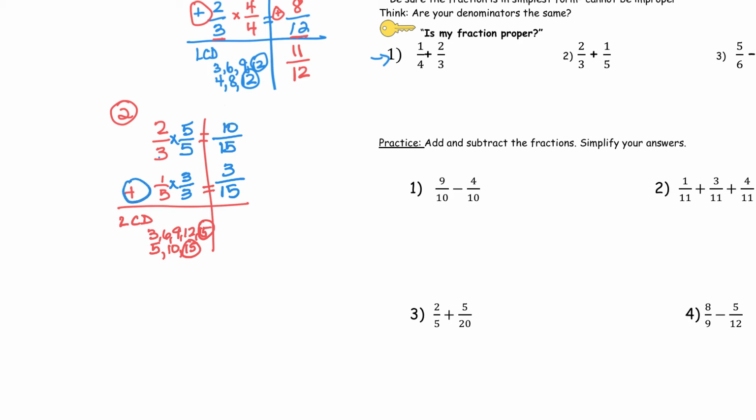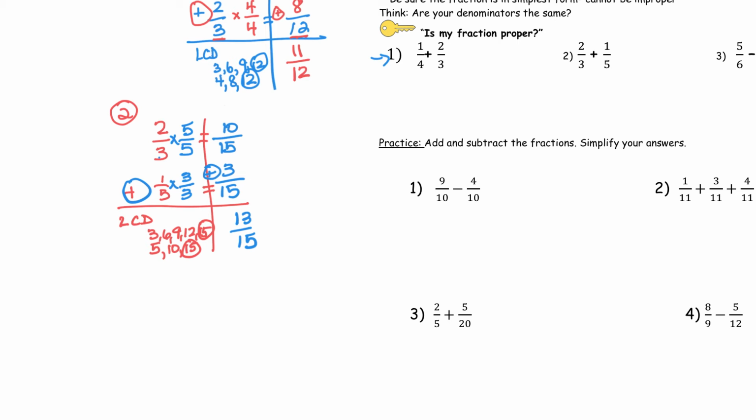Now I'm adding, so I want to make sure I bring over my sign. 10 plus 3 is 13 over 15. Is that in simplest form? No common factors. I am finished. Now you can, again, check it with your calculator. 2ABC3 plus 1ABC5 equals, and it should get you the 13 over 15. Keep in mind, boys and girls, you definitely need to show work. As long as you have some work there, you will get credit for the problem.